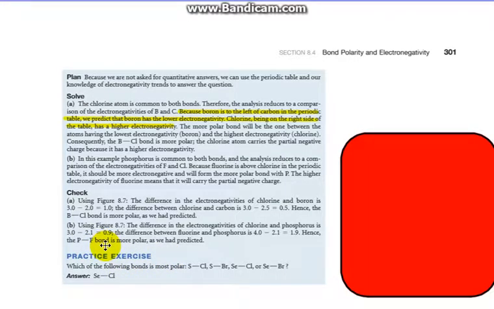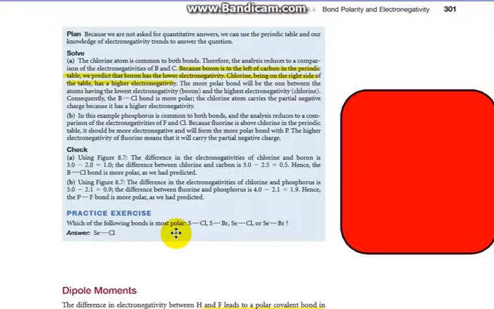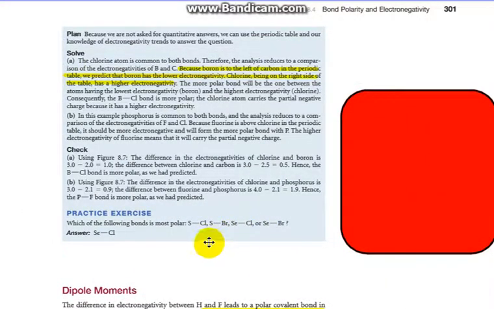So we could use the trend on the periodic table to figure that out, or we could simply look at the actual Pauling scale and get the numbers to figure it out. If I look at this, which of the following bonds is more polar? The bond between sulfur and chlorine, sulfur and bromine, selenium and chlorine, or selenium and bromine? So we could work that out by looking at the electronegativity difference. Since we have quite a few different elements here, it's a little more difficult to look at just the periodic trend. So using the actual values, you could take a look at all the values there.